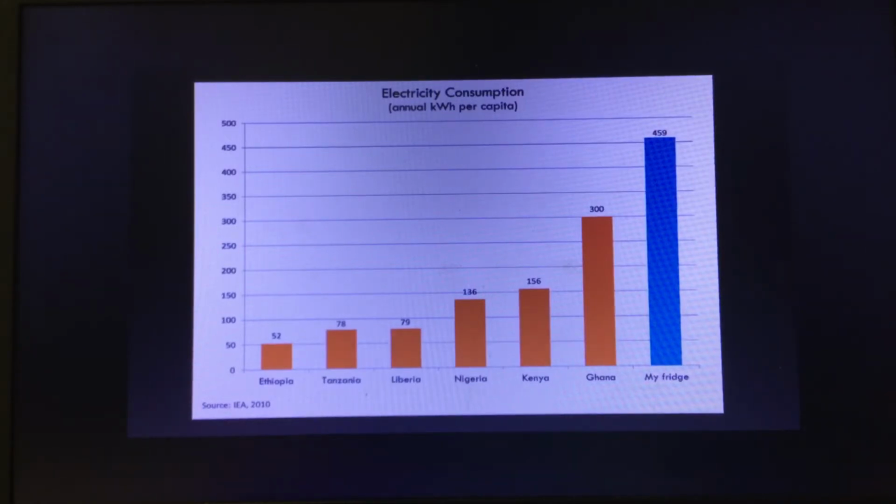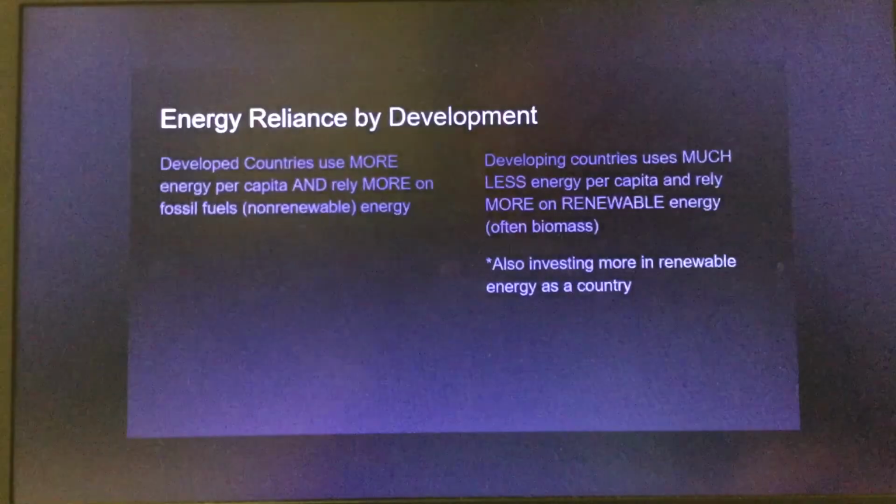So how does energy use differ between developed and developing countries? Developed countries use the most energy, and the source that we use for energy is going to be non-renewable sources. On the flip side, a person living in a developing country is going to use much less energy, and that energy source is probably going to be a renewable energy source like biomass or using wood to light.